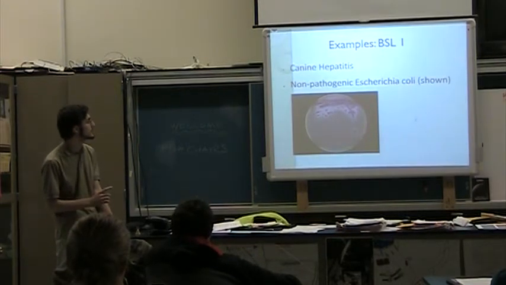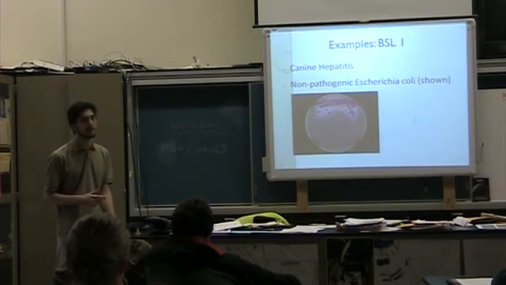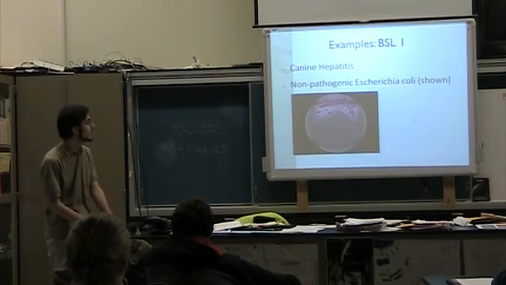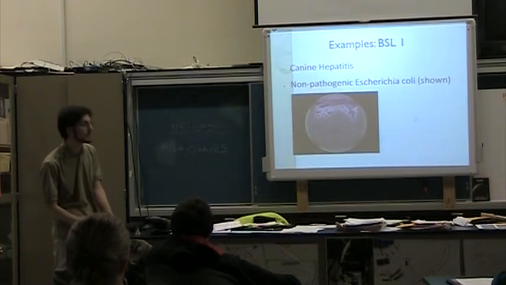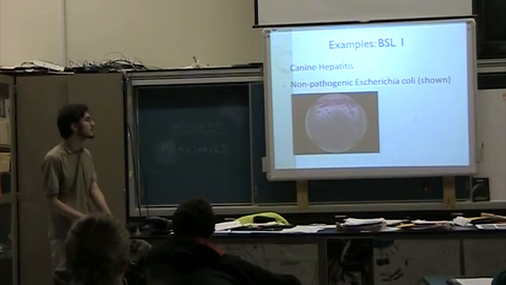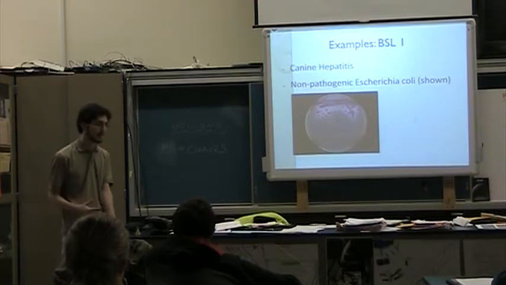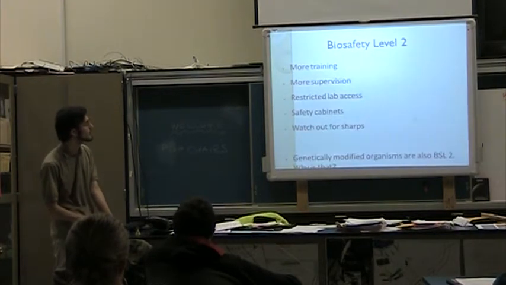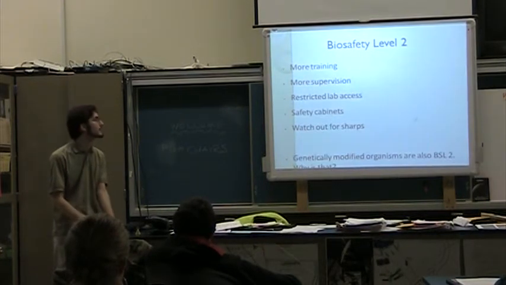We have examples of that. We actually used non-pathogenic E. coli when we did our plasmid lab, and it's growing right there. We can work with these things because they aren't a direct health risk to us. Canine hepatitis, we're not likely to transmit that, and we're not likely to catch it because it's not a disease that affects us. So one level higher, we have biosafety level 2.